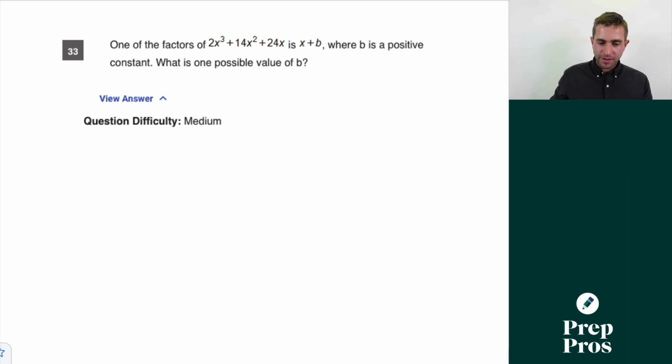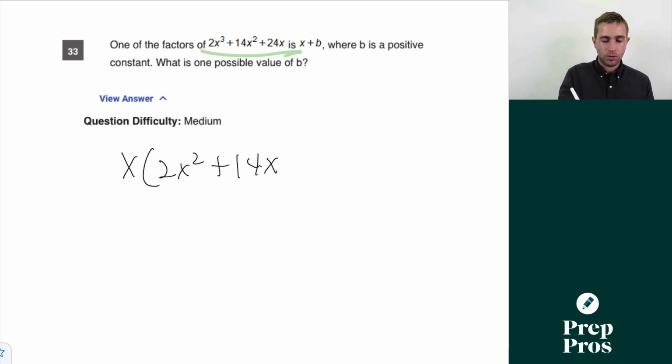33. One of the factors of 2x cubed plus 14x squared plus 24x is x plus b, where b is a positive constant. What is one possible value of b? Well, this isn't going to be so fun to factor, but what I can do is pull an x out of all of these terms, and the rest of the question is going to start getting a lot more approachable for me. I could use the quadratic formula and solve for my solutions, but my factor is going to be, if my solution is -3, my factor is going to be +3, but we'll see if we can just go ahead and factor this out.